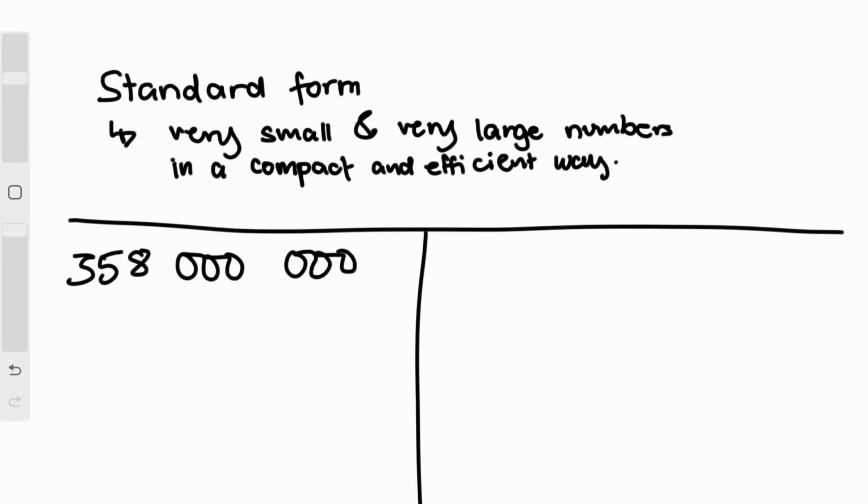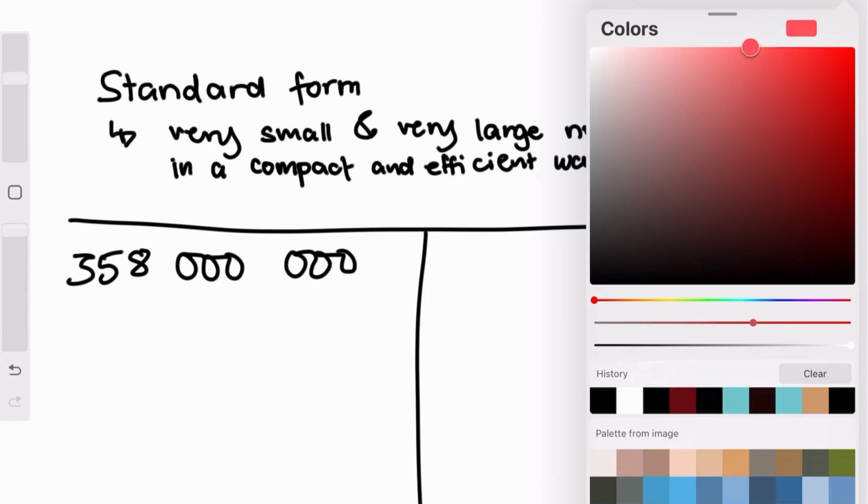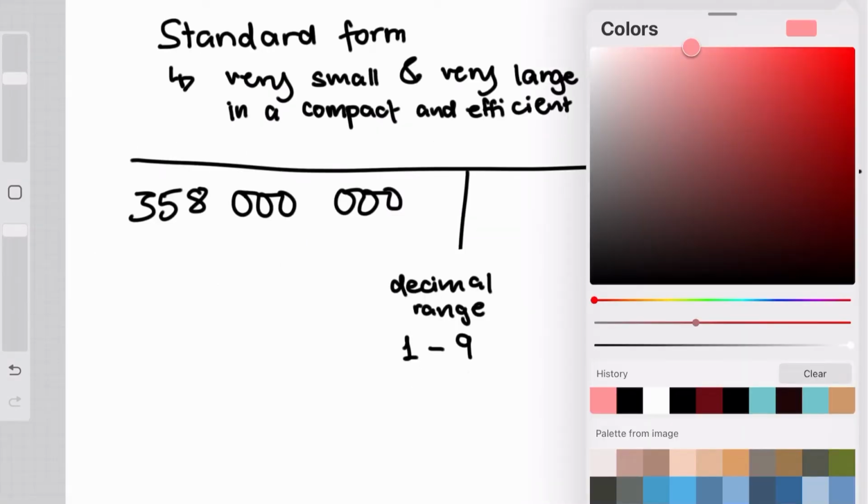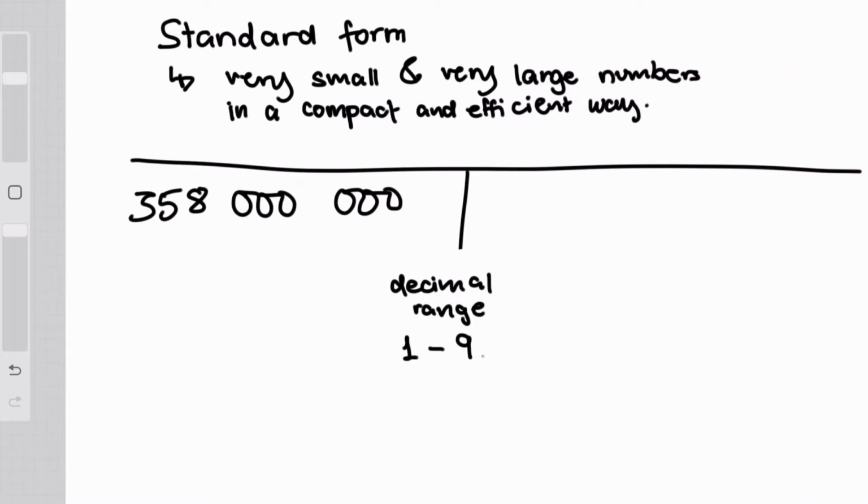So how do we make this into standard form? We first have to locate where the decimal could be. Now, to know where the decimal could be, the decimal range should be from 1 to 9.99999, and so on. So here's why. To write a standard form, the first number in the standard form would be a 1-digit number, a number that only has one whole number. Decimals can be added as well.